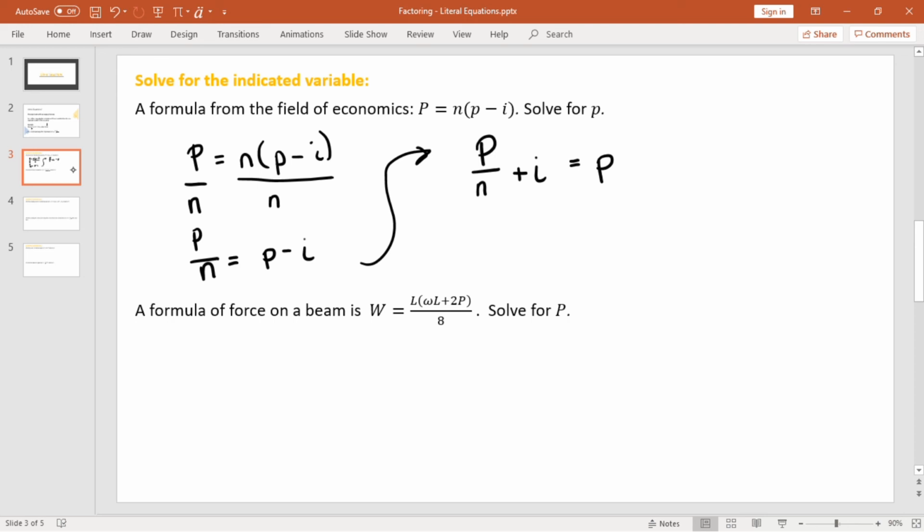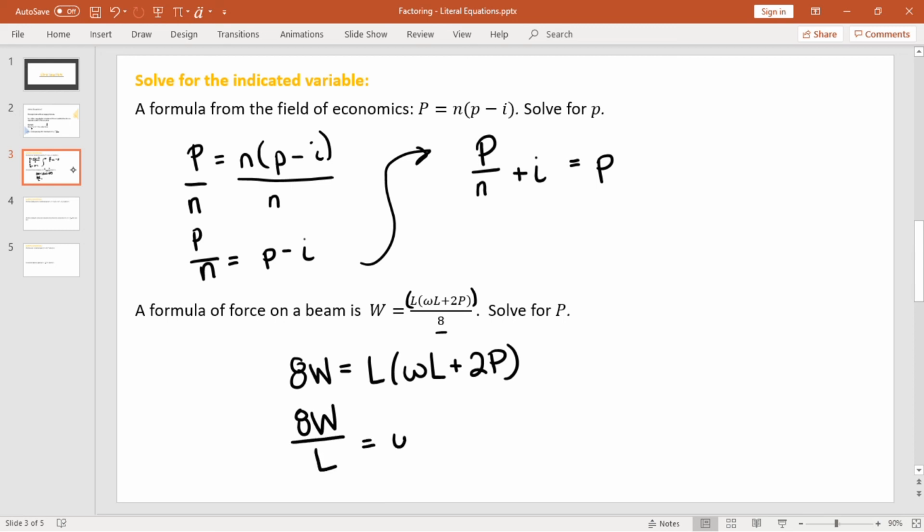Okay, my second example, I need to get big P out. So we have an 8, a whole bunch of stuff going on. Remember, it's like there are brackets around it, and I really need to get that 8 out of there. So the first thing I'm going to do is multiply both sides by 8. And that will change it into 8w equals L times something plus 2. Now let's divide out this big L. And there's often more than one way to go about these.